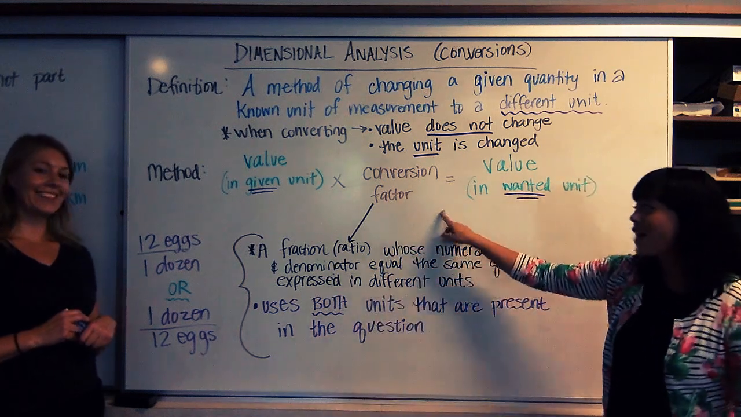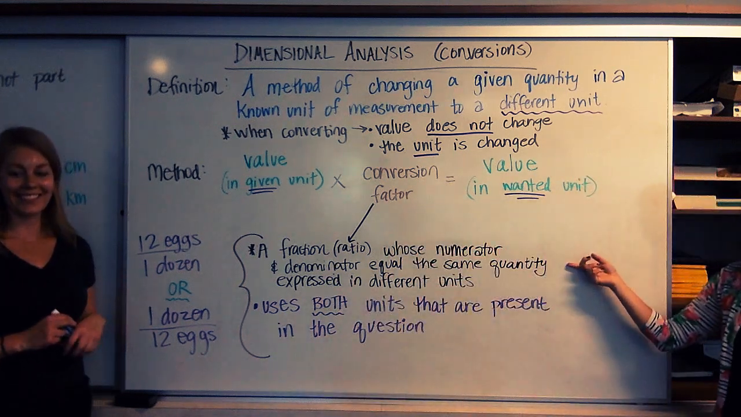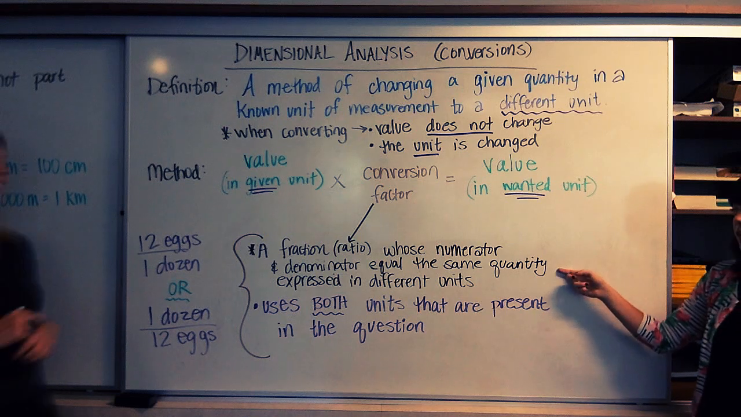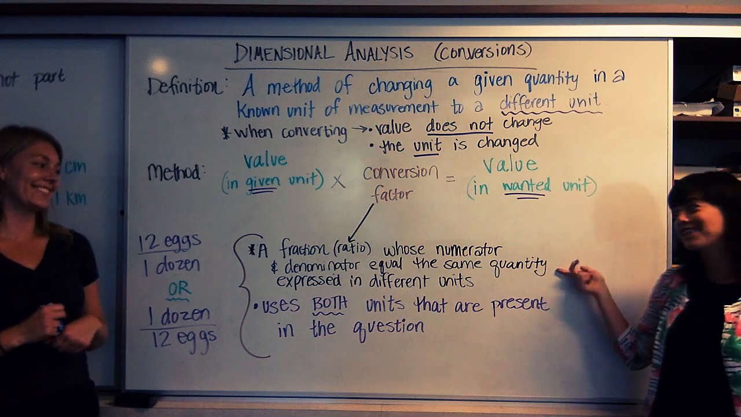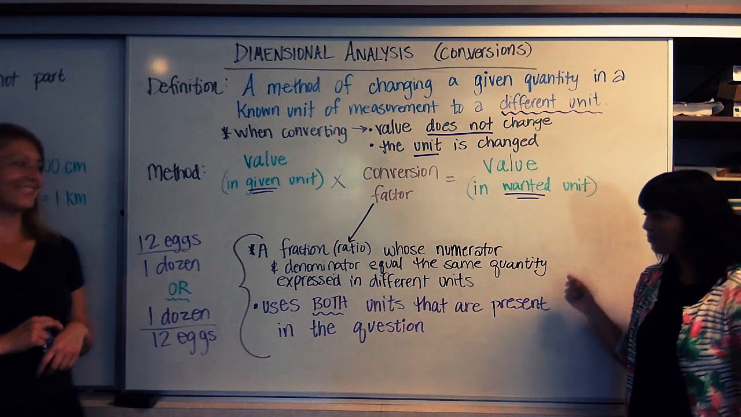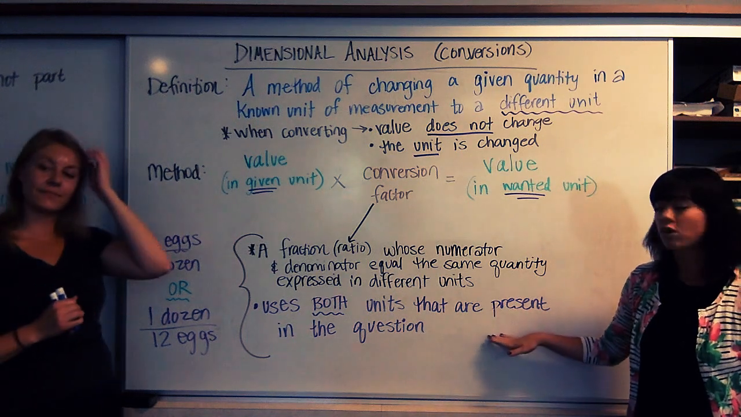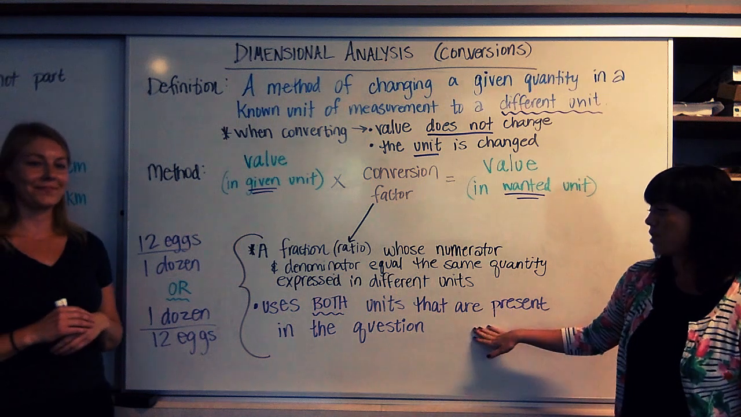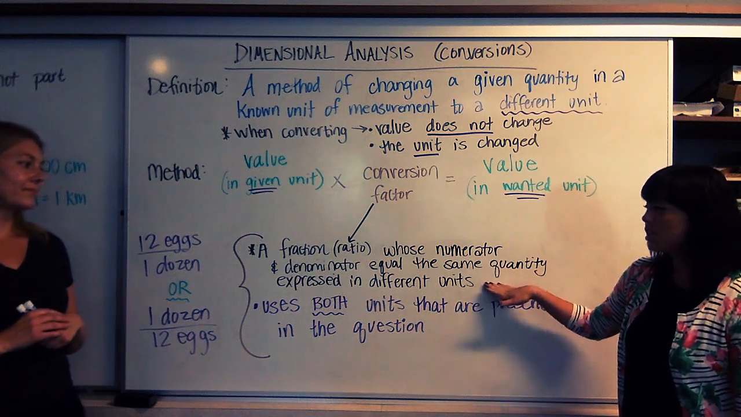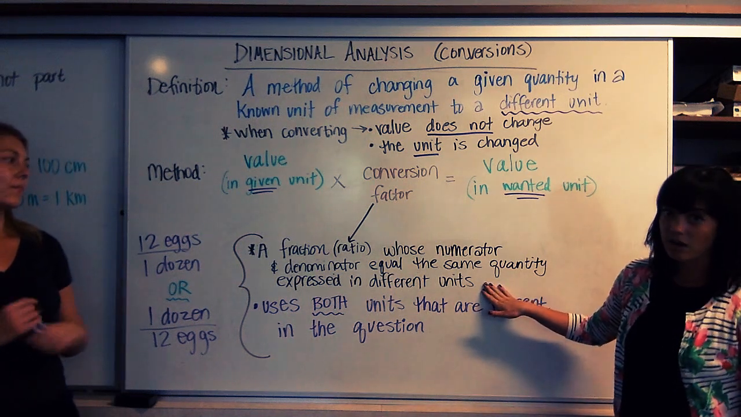So, a conversion factor is a fraction or a ratio whose numerator and denominator equal the same quantity expressed in different units. Both of these units are always going to be told in the question, or they're going to present themselves in the question. I know this seems confusing, but you guys already know how to do this.